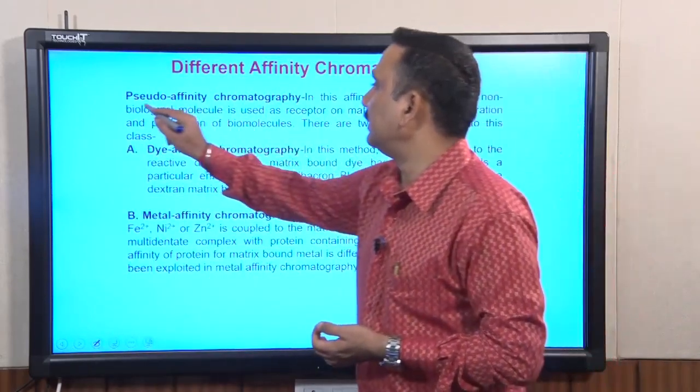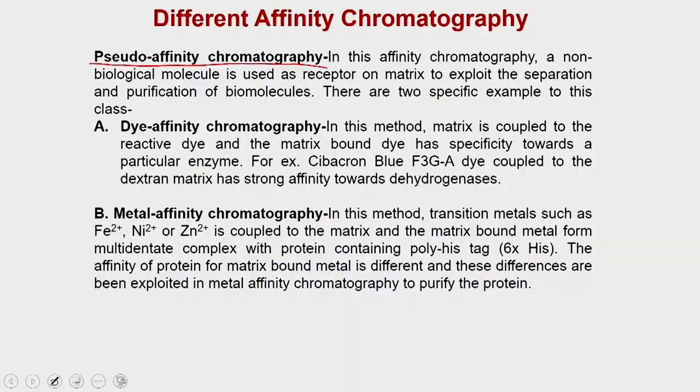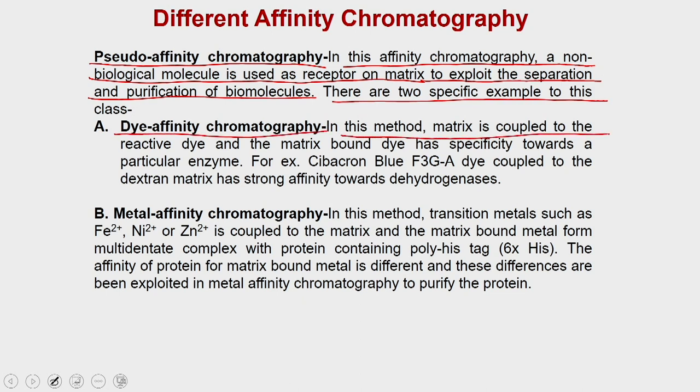The second is pseudo affinity chromatography. In pseudo affinity chromatography, a non-biological molecule is used as a receptor on the matrix to exploit the separation and purification of biomolecules. There are two specific examples. The first is dye affinity chromatography, in which the matrix is coupled to a reactive dye, and the matrix-bound dye has a very specific affinity towards a particular enzyme class. One of the classical examples is Cibacron blue F3GA dye.